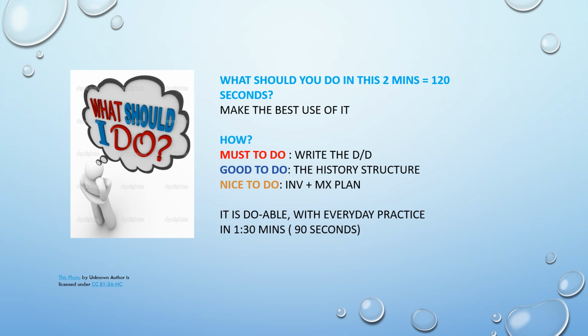The good to do is to write the history structure. We will talk about it after a while. And nice to do is to write the investigation and management plan, which we have already discussed. Does it sound a bit overwhelming? Trust me, it is doable. With everyday practice, you can master this strategy within only 90 seconds.